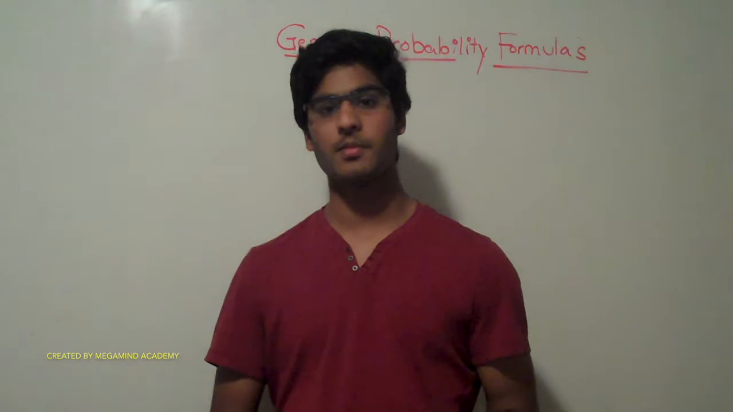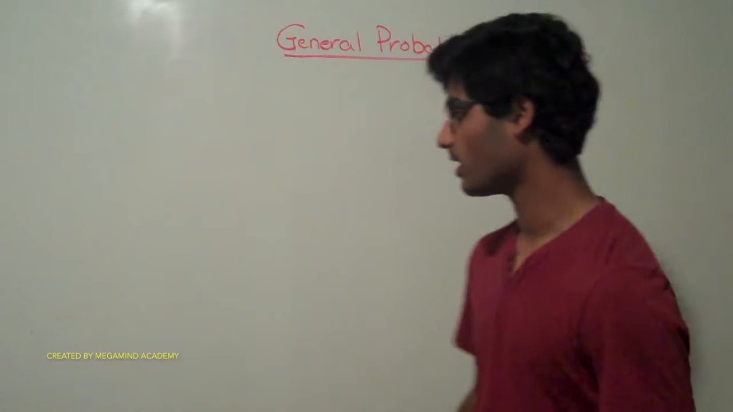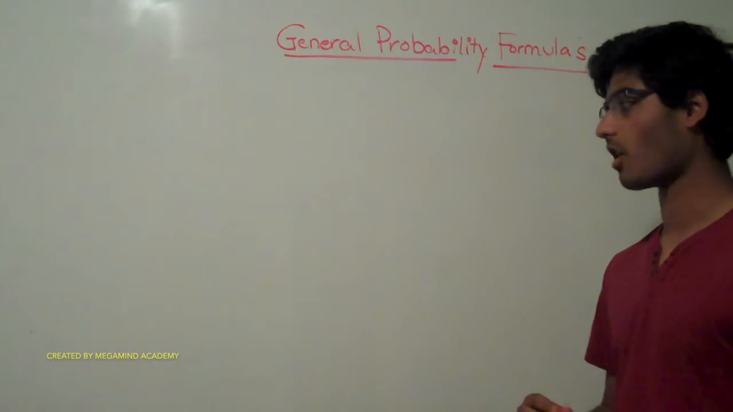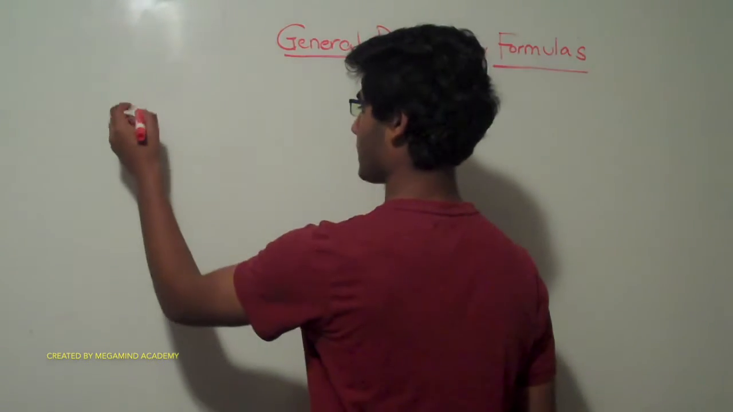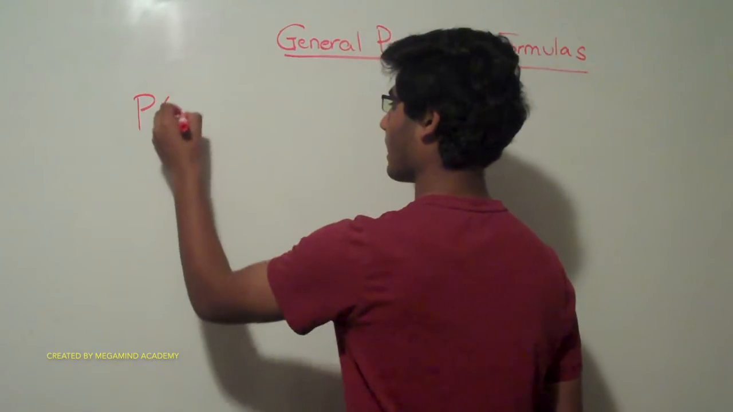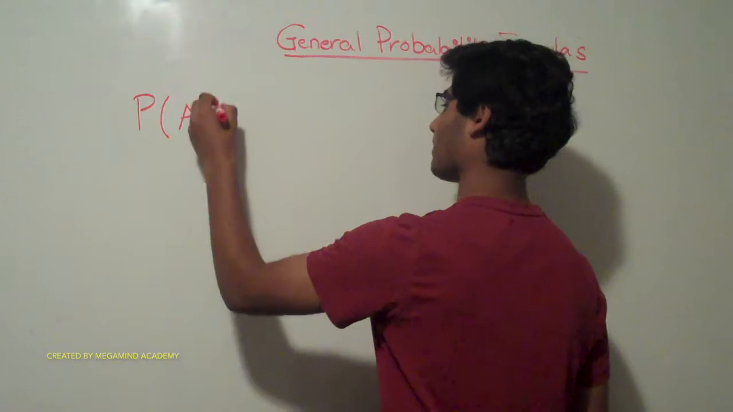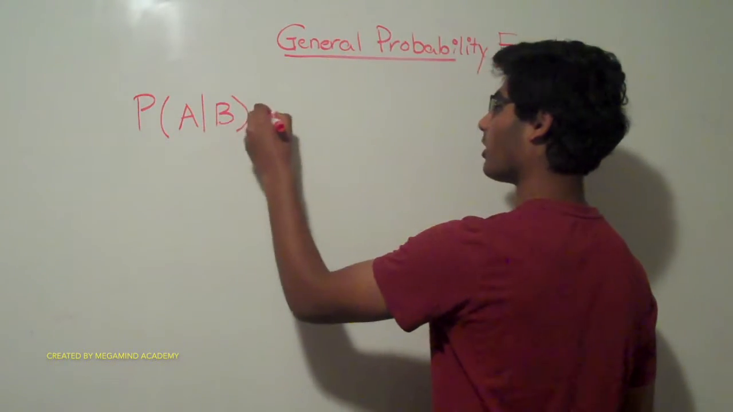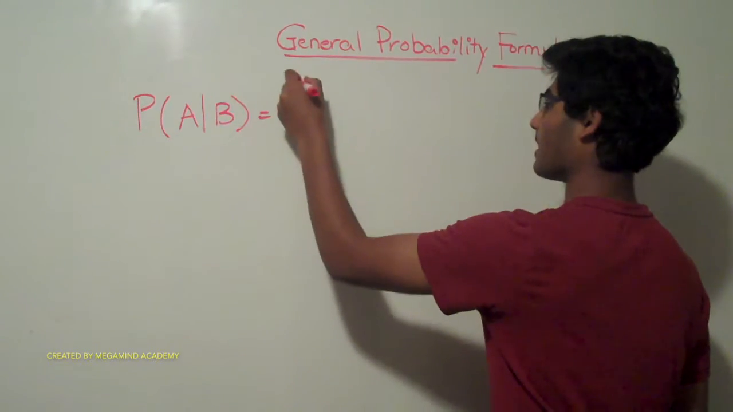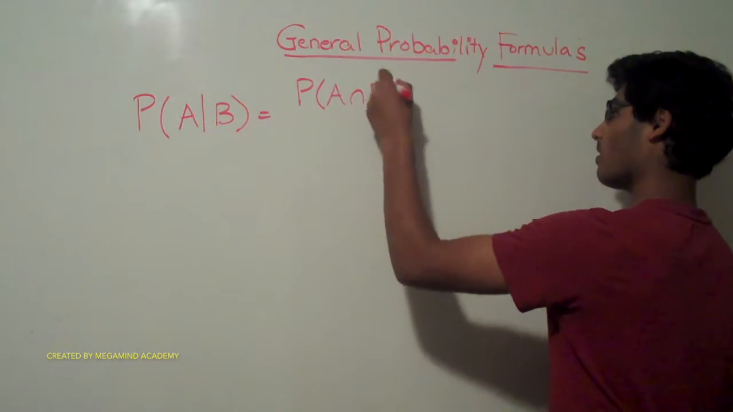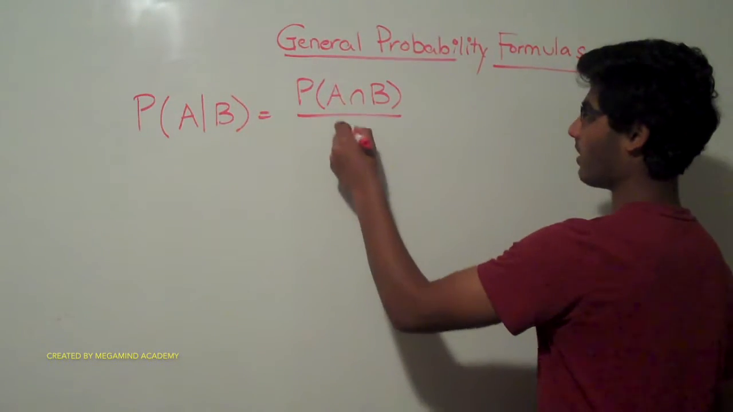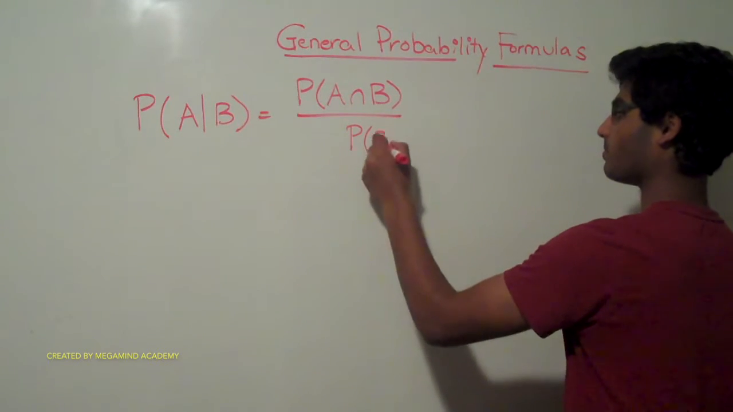Hi, this video is about general probability formulas. The first formula that we should start off with is conditional probability. The formula for conditional probability says the probability that the event A occurs given that event B has already occurred is the probability that events A and B occur over the probability of event B occurring.